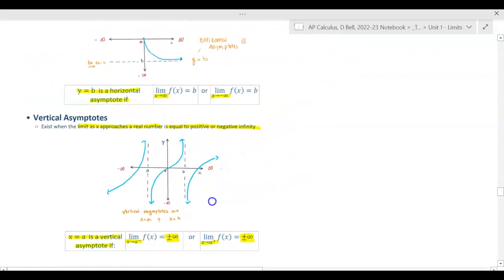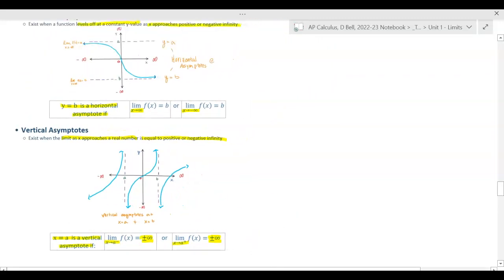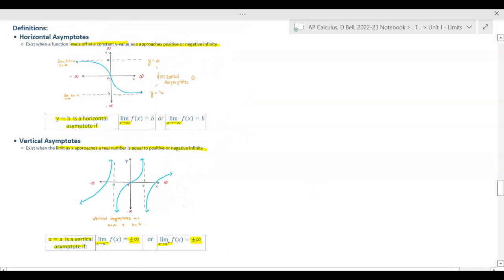So notice how the constants and the infinities are switched for horizontal versus vertical asymptotes. Horizontal, x goes towards positive and negative infinity, and it equals a constant. Vertical asymptotes, we go towards a constant, towards a real number, and the limit equals positive or negative infinity.